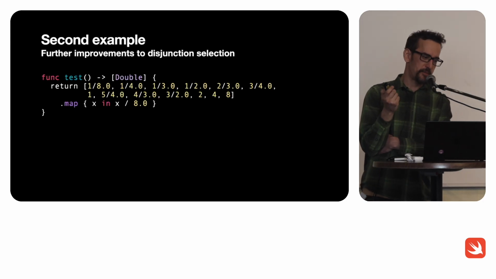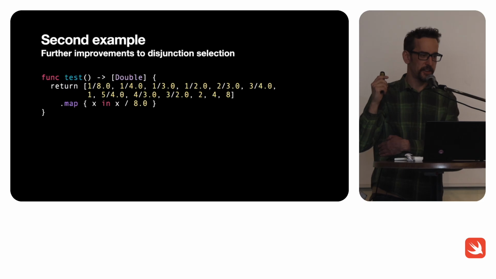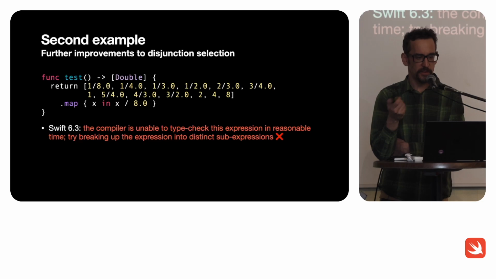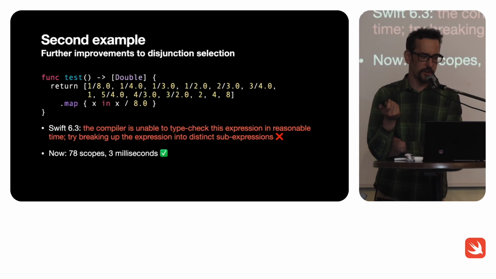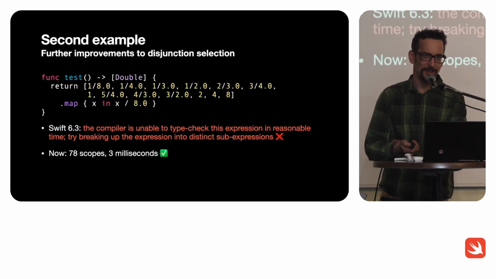Now, it might seem that it's completely trivial to always pick the right disjunction to solve next, but it's not. So here's a more elaborate example with an array literal. It's got some arithmetic expressions in it, and then we map over it with a closure. In Swift 6.3, it gives up. It throws in the towel. Now, with some changes we're working on, this whole expression type checks in 3 milliseconds and only 78 scopes. That's very little work.